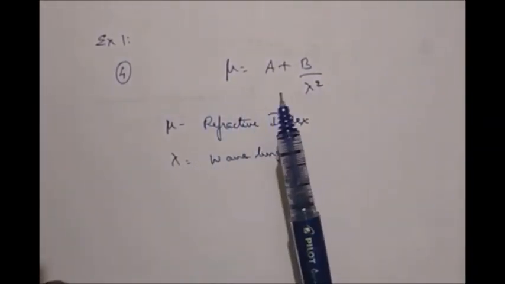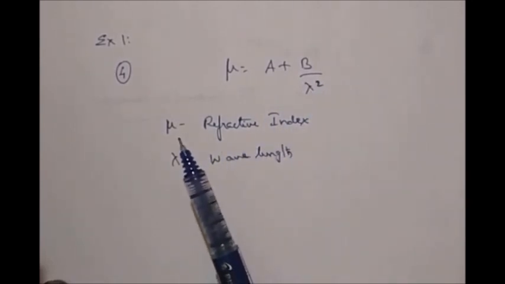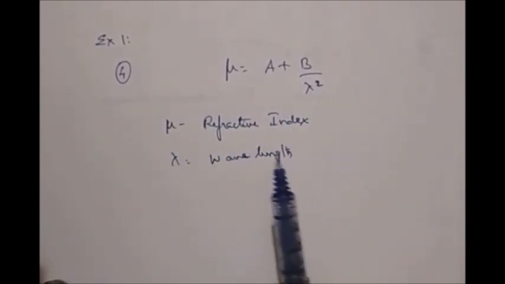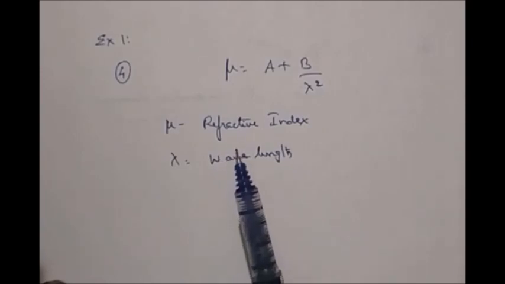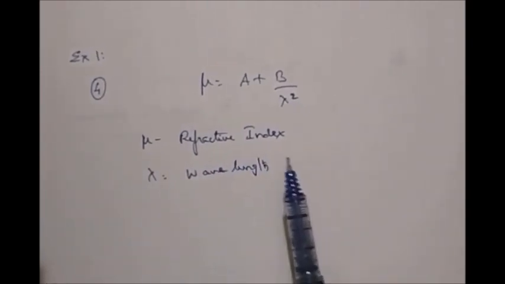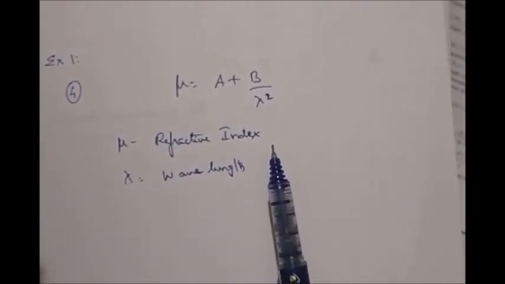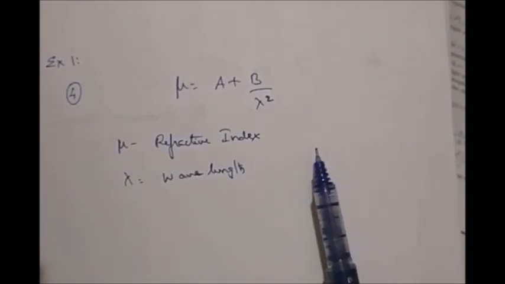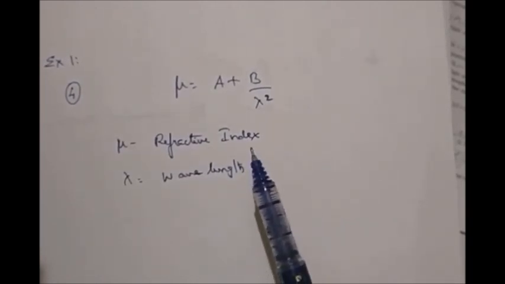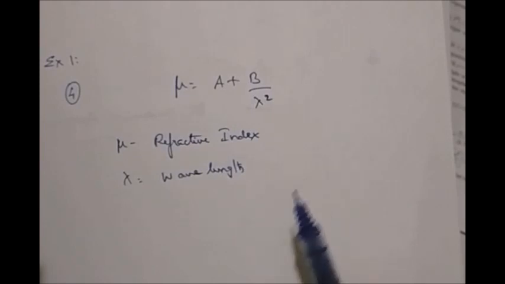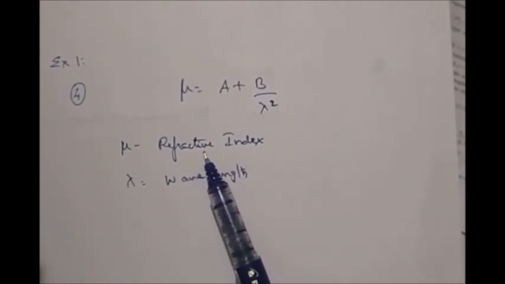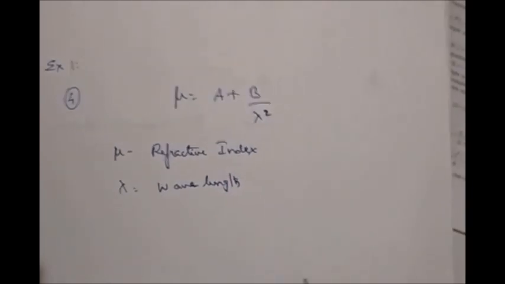Mu equal to a plus b upon lambda square. Remember, mu is refractive index. So what is the refractive index? Refractive index is just a number which doesn't have any unit, and it is a ratio of two things: velocity in one medium upon velocity in the other medium. So velocity and velocity, the dimension gets cancelled. So refractive index basically is a dimensionless quantity.